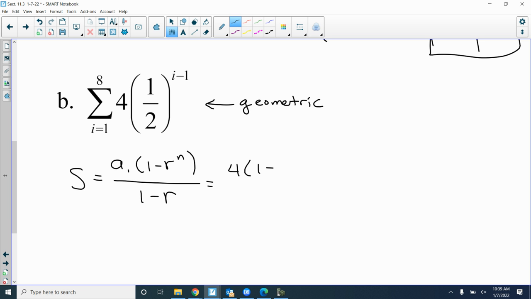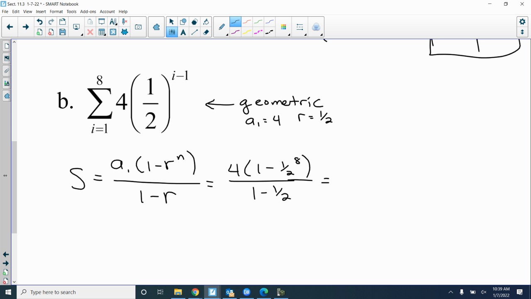1 minus, what is my r value going to be? The way this is written, the r value is going to be the 1/2. So it's geometric with the first term equal to 4, the r equal to that constant to the power. So 1 minus 1/2 to what power? And my n is going to be 8. And then 1 minus 1/2 on the bottom.